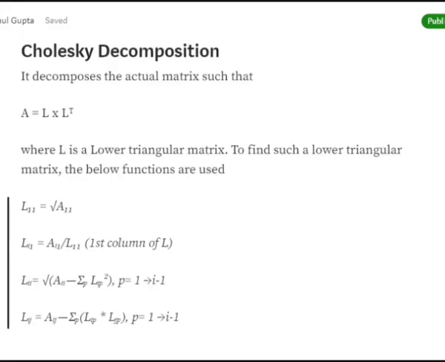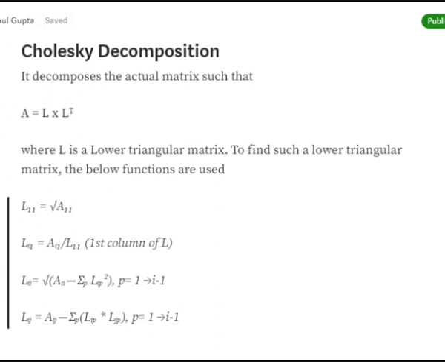The next algorithm that we will be discussing for matrix factorization is Cholesky decomposition. This is very interesting because in all the previous matrix decomposition algorithms, we were decomposing the matrix into two or three or four matrices, but in this case, we are decomposing it into one matrix only. The formula is A equals L cross L transpose, where L is a lower triangular matrix. So basically, it is a very formula-driven method.